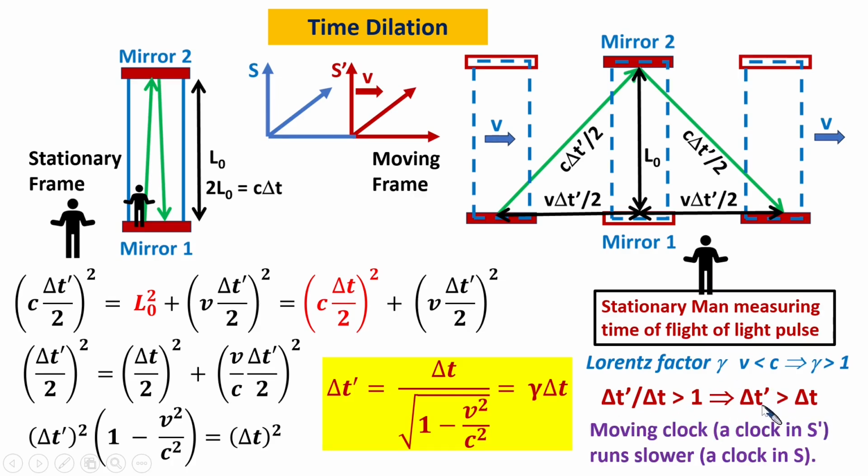So this man measures this delta t prime to be greater than delta t, that is, dilated. So one can say that the moving clock, a clock in the S prime frame, runs slower than the clock in S. He measures this clock as running slower than his own clock because this delta t prime is greater than delta t. Okay, now we discuss length contraction.